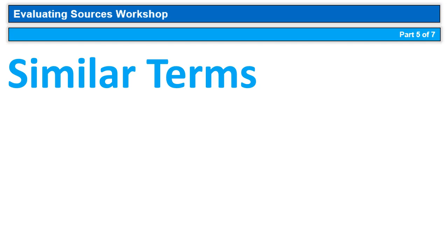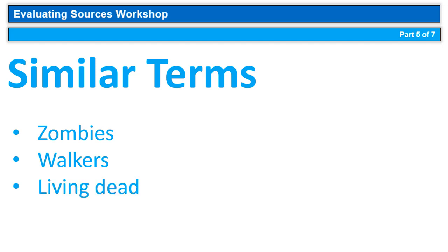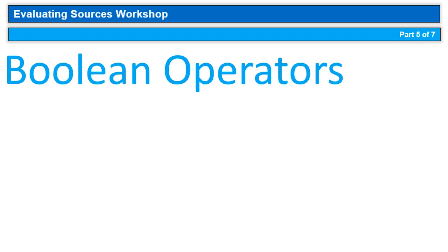It's a good idea to make a list of similar terms before you start searching. Here is my list for zombies. Zombies, walkers, living dead. Which leads us to the next tool in our search strategy toolbox: Boolean operators. I know, library jargon. The Boolean operators are and, or, not.